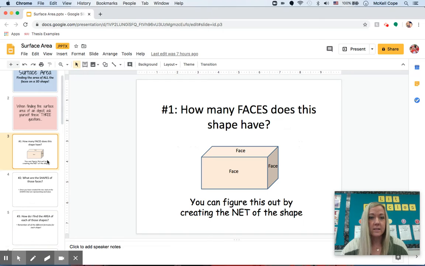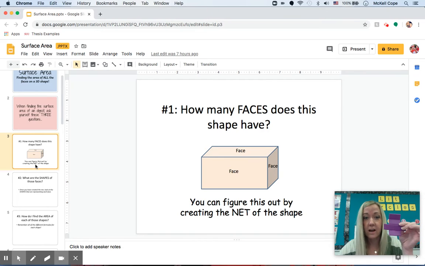So let's go back to this slide and we're going to look at rectangular prisms today. So rectangular prisms, I'll show you. Here's an example of one. It's just a bunch of squares and rectangles. That's really all it is. So when I unfold this net, you will see I have 1, 2, 3, 4, 5, 6 faces.